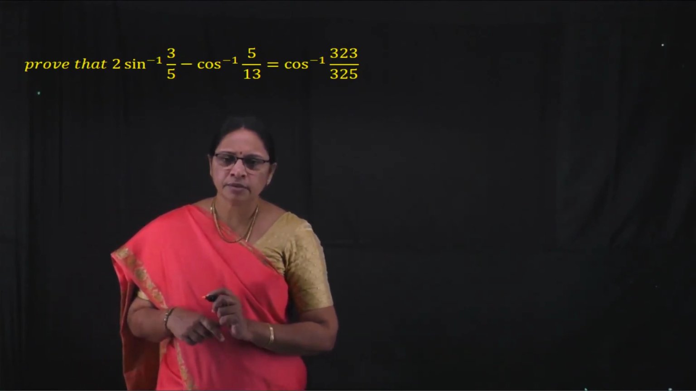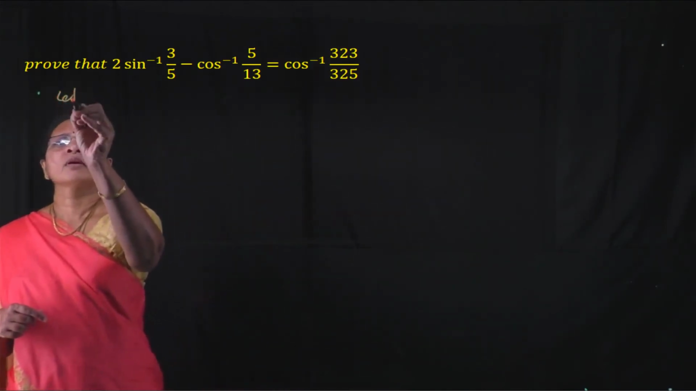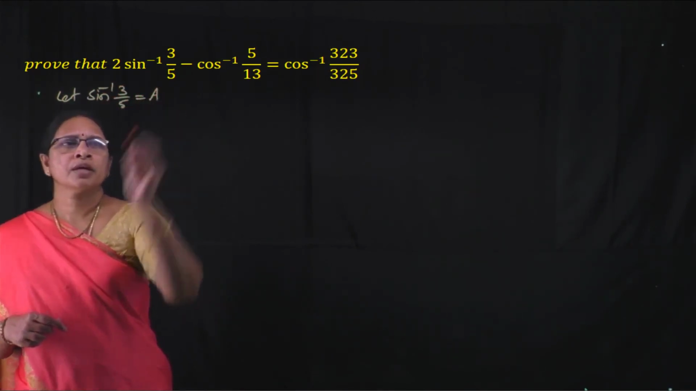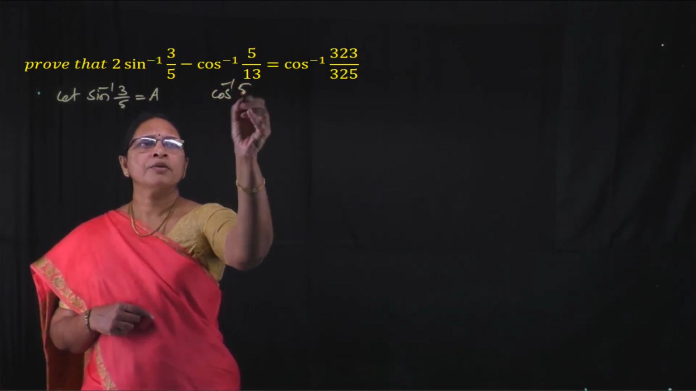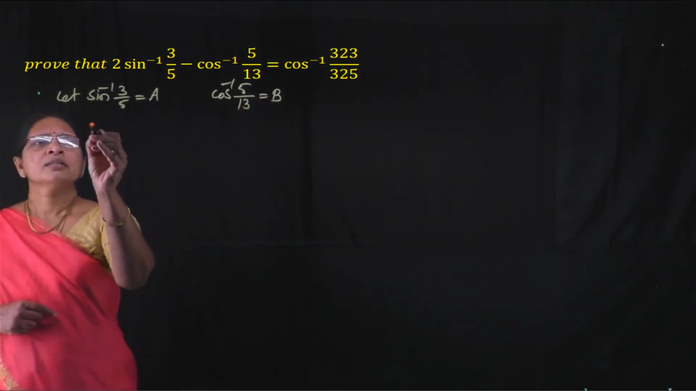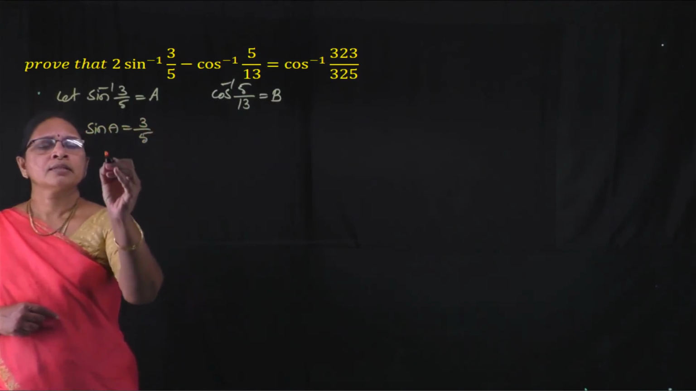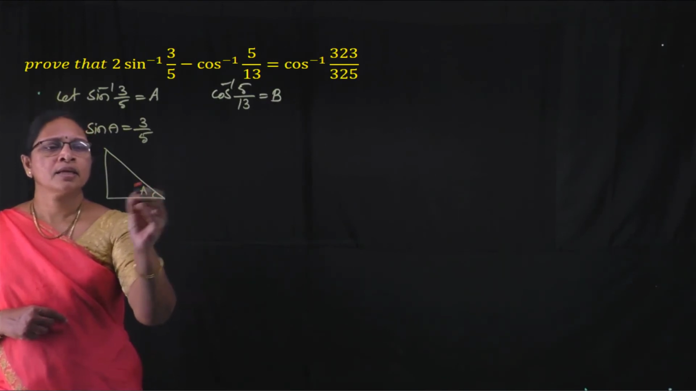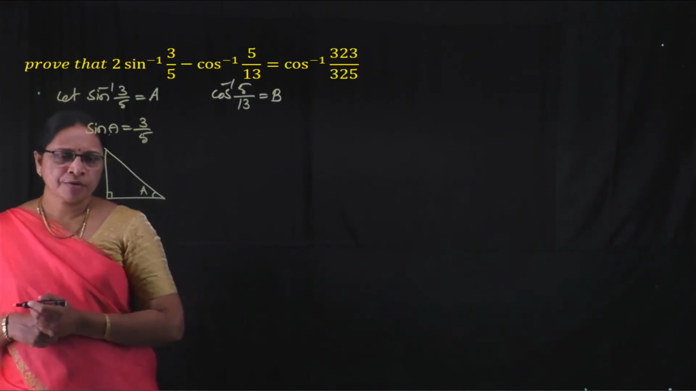323 by 325. Let us take sin inverse 3 by 5 is equal to A and cos inverse 5 by 13 is equal to B. Here sin A is equal to 3 by 5. Consider a right angled triangle with an angle A. This is the right angle. Here sin A equal to 3 by 5.